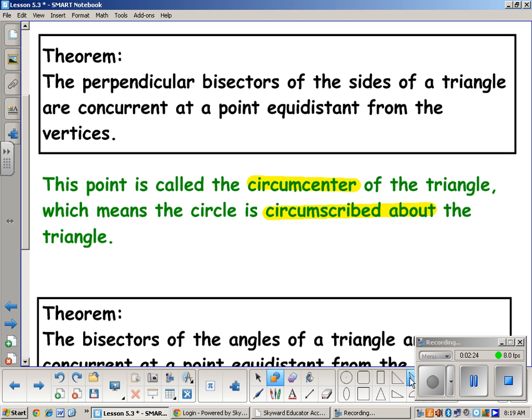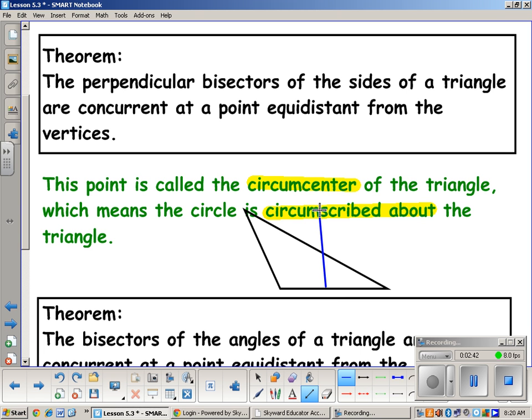I'm going to leave myself much room here. Let's look at this right here. And I'm just going to pretend that I am constructing the perpendicular bisectors of these segments, okay, of the sides. So if I do that, I get that, okay?